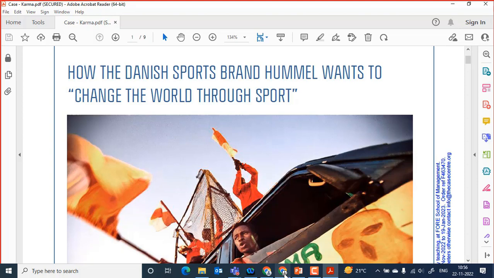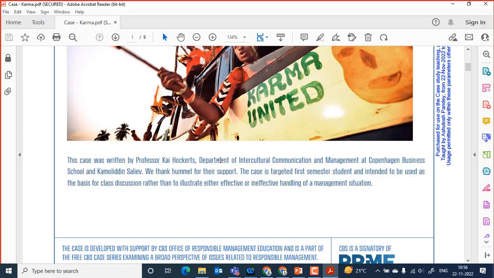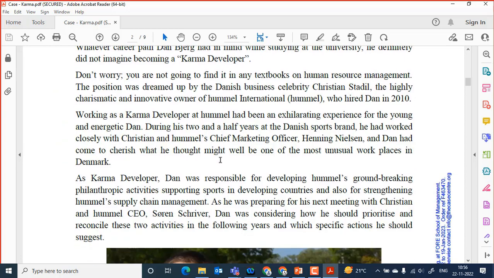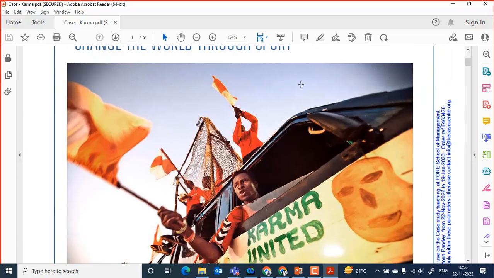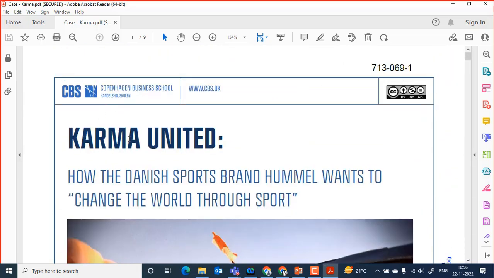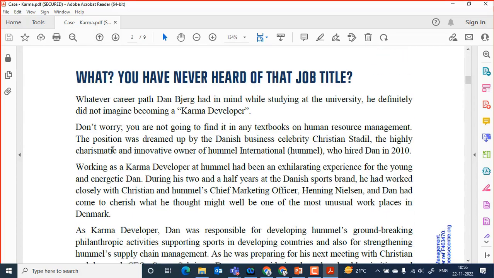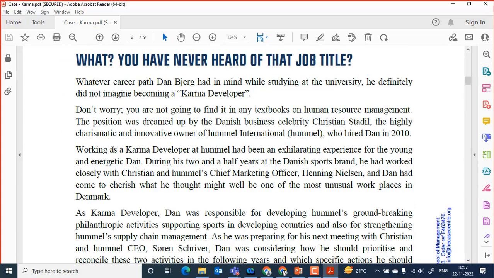Okay. So what is happening here? If you see this brand Hummel, they are revolving around a person. Have you never heard of this job title? They are creating a curiosity: karma. Karma itself, in Hindi we say karma, it reflects that what you do comes back to you. So in Denmark, they have followed this Buddhist philosophy and made a position itself. Like the CEO position, like manager, they have made a karma developer, a position itself. And the story revolves around a person who has been recruited for this position.